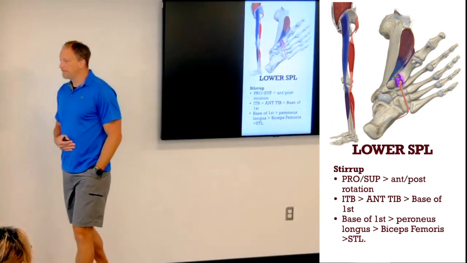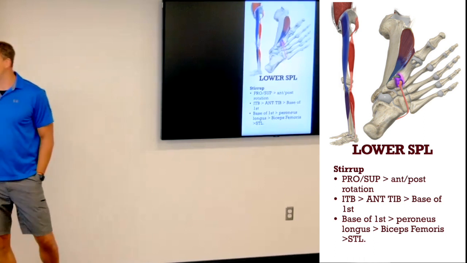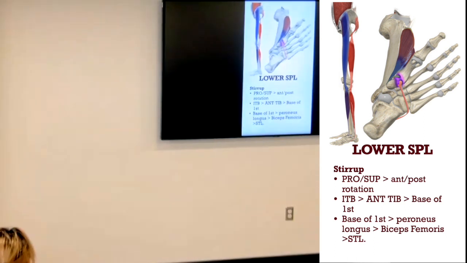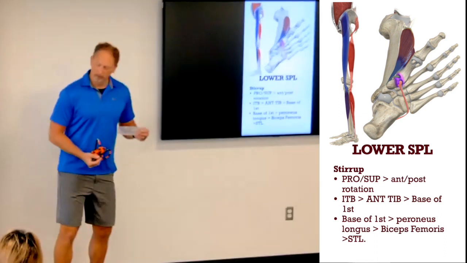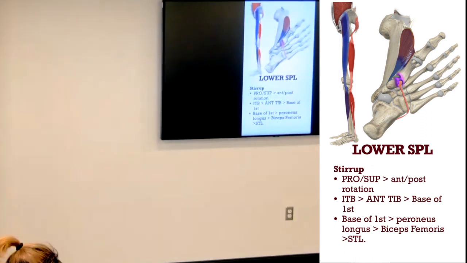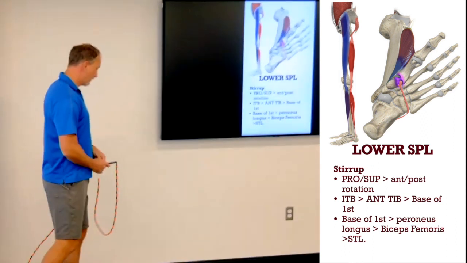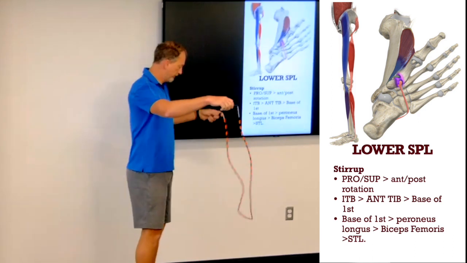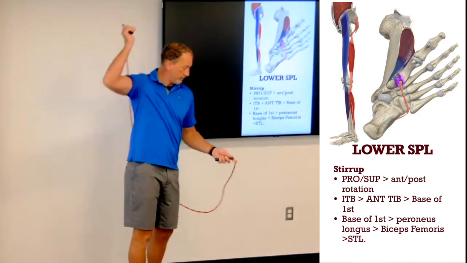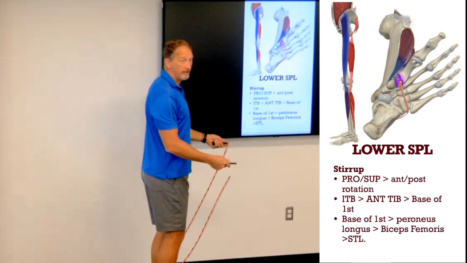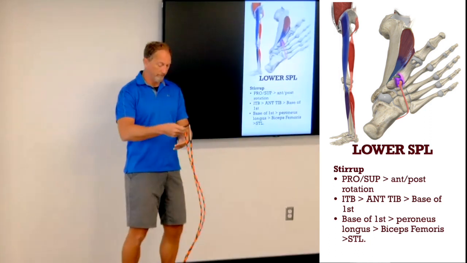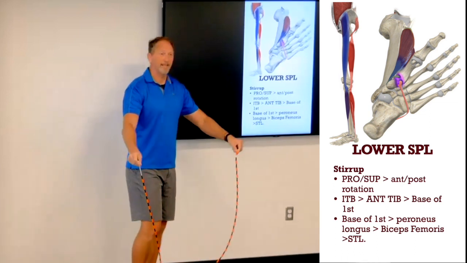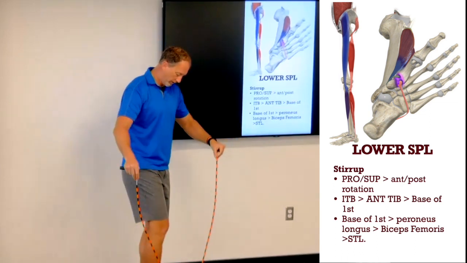Lower spiral line. Ooh, where is it? I brought my fancy jump rope in today. I was the LaBelle Elementary Jump Rope for Heart champion in 1987. But I was kidding. I didn't win jump rope or whatever it was.